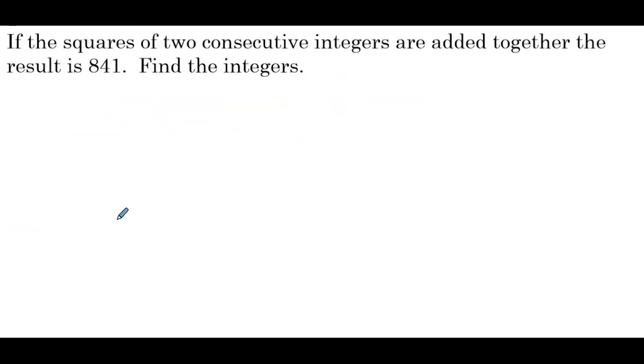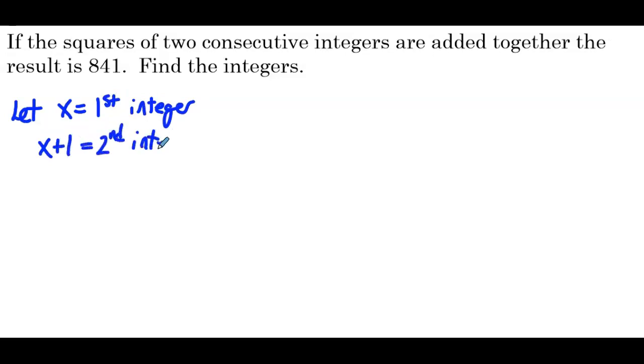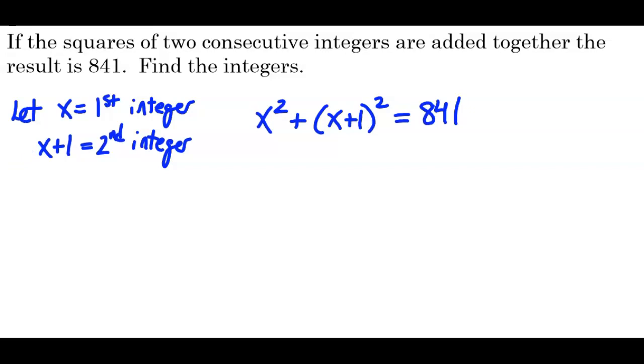If the squares of two consecutive integers are added together, the result is 841. Find the integers. So we'll let x be the first integer, and then x plus 1 is the second integer. So the squares of two consecutive integers are added together. Well, the square of the first integer is x squared. The square of the second integer is x plus 1 squared. And the sum of the squares is 841.